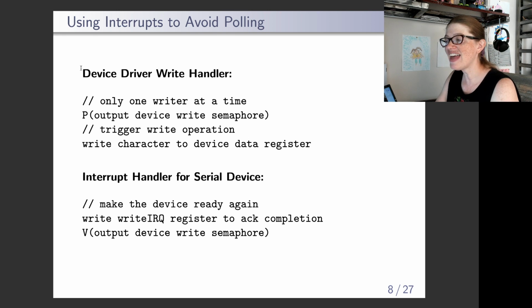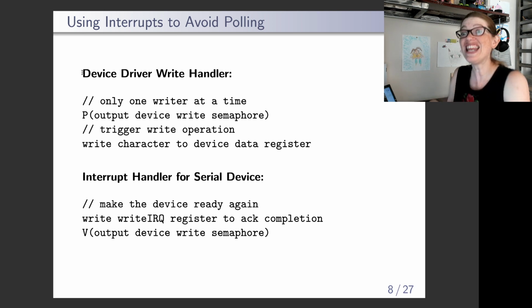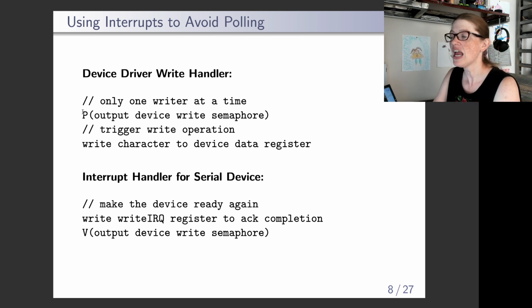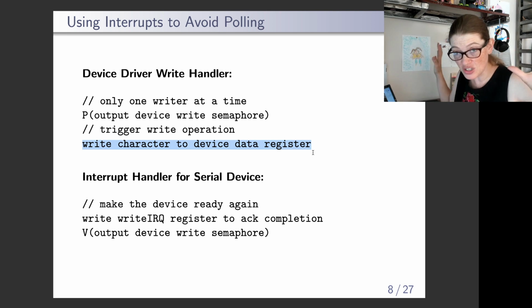So we have the handler, or the device driver write handler. This is the actual part that initiates contact with the device. We P the semaphore as before, and we write the characters to the data buffer. That's it, we're done in the device driver.